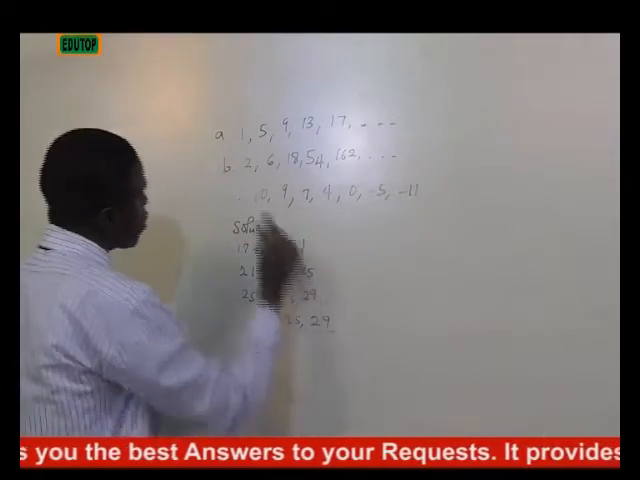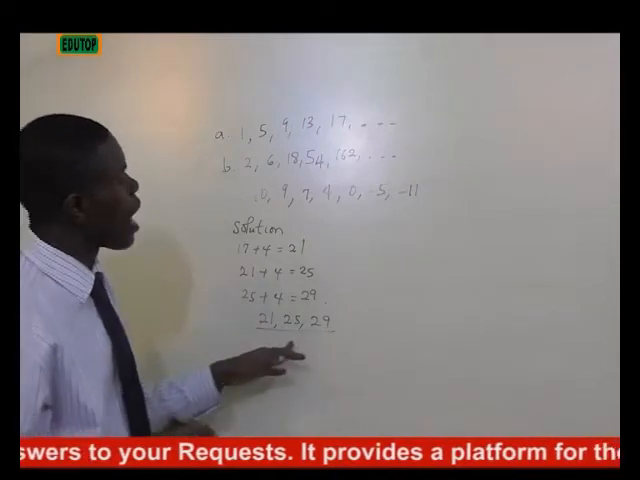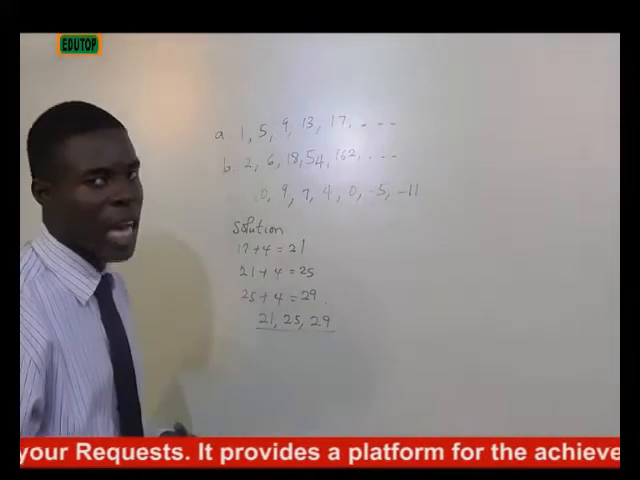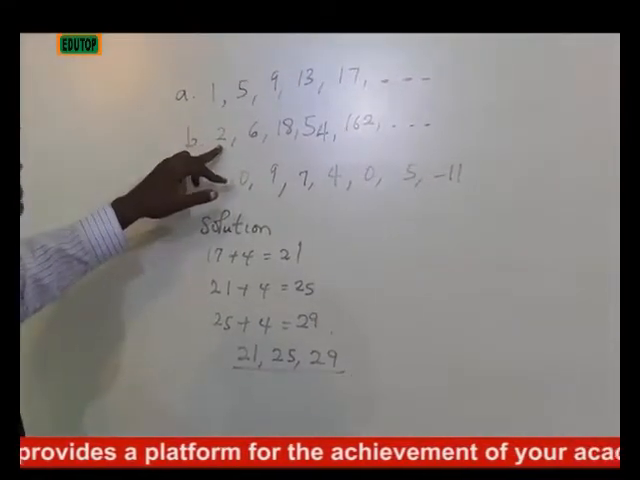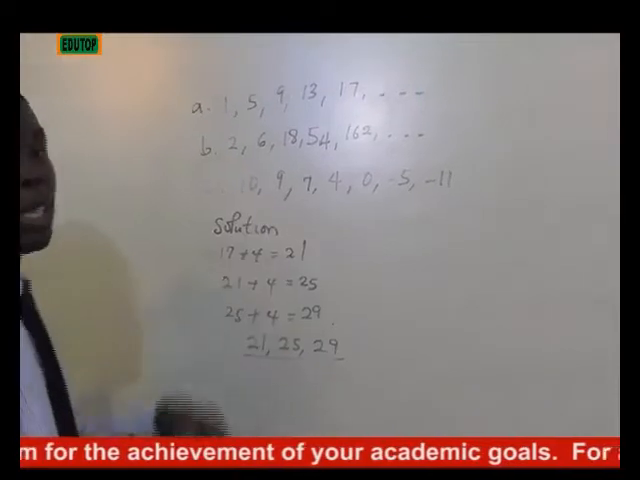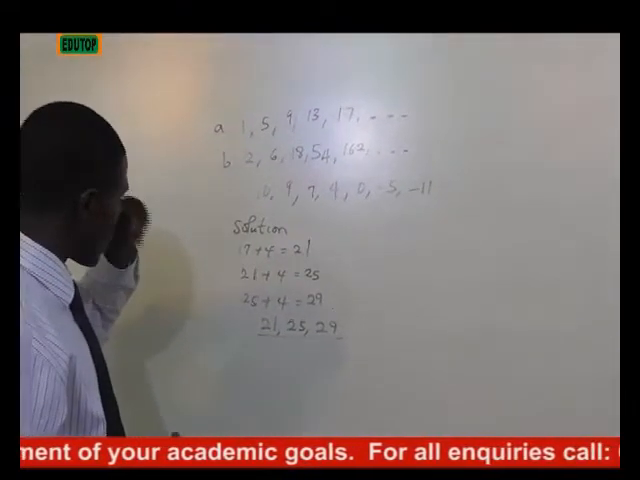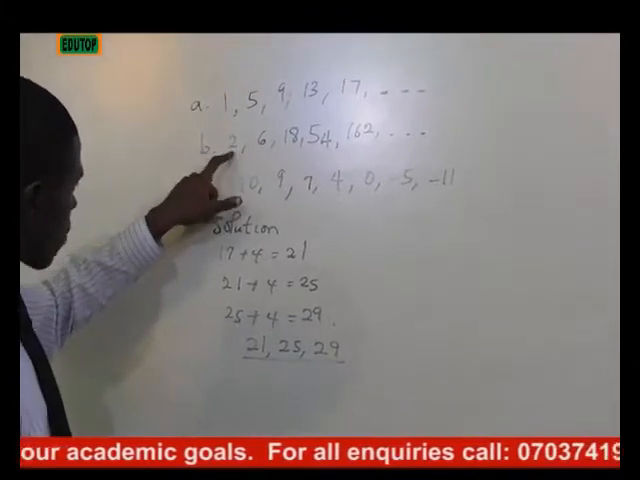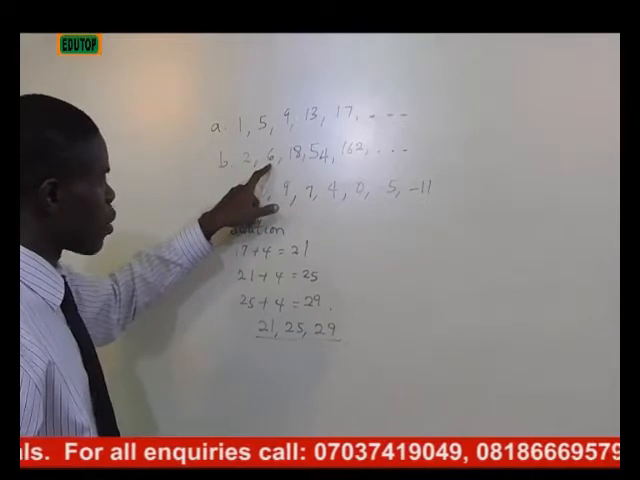So the answer to the question A will be 21, 25, and 29. To question B, we have the first term to be 2, the second term is 6, while the third term is 18. If we study this closely, we will discover that when 3 is multiplied by the first term, you have the second term.